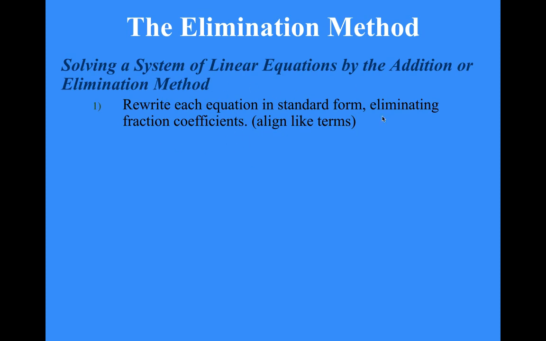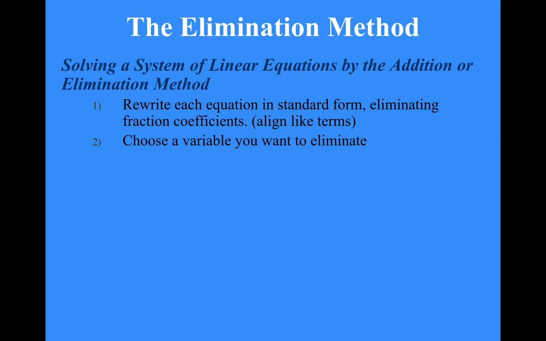Make sure that everything's in the same order. In the last example, we changed everything so it was x, y equals number. Okay? Does it always have to be in that order? Not necessarily, but you have to make sure that everything's aligned the same way. Second step, choose the variable you want to eliminate. This is up to you. You can eliminate either x or y. There's no right or wrong answer.